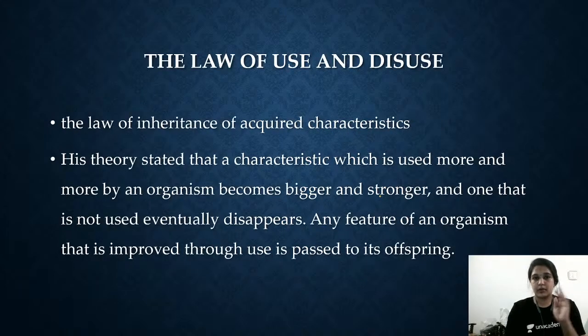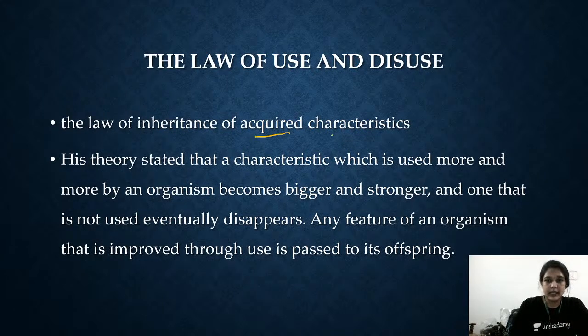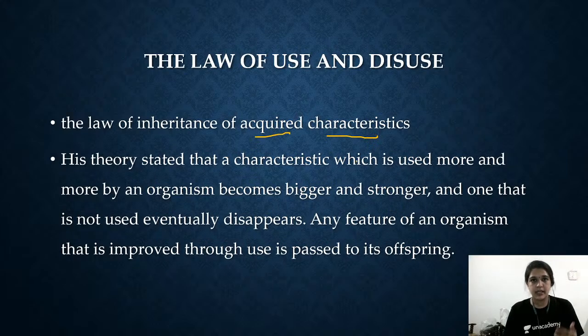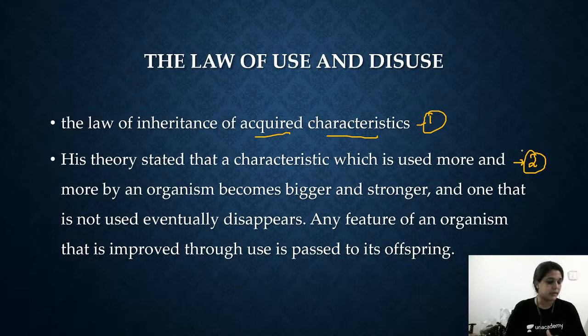Okay, I'm continuing. So two things: the law of use and disuse. First is the law of inheritance of acquired characteristics, which means that when we acquire some characteristics in life, they should be passed on. Number two is that when you use an organ again and again, that organ becomes stronger and bigger. When you are not using an organ, that is, when you are disusing an organ, it disappears. Okay, these are the two things.